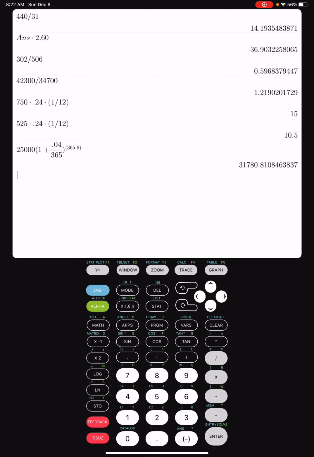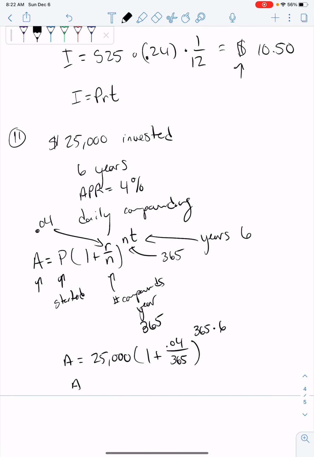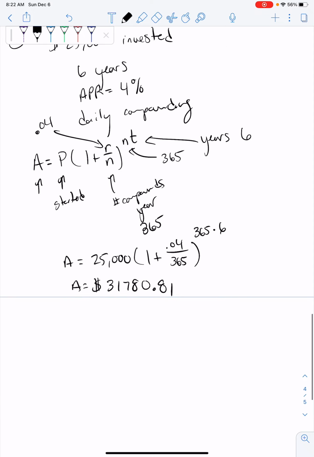I hit enter and I get 3178.81, 0, blah, blah, blah. And it wants me to round to the nearest cent. So when I go back, my answer is going to be $31,780.81. Remember, we're rounding money, we're rounding to the nearest penny. And this one was nice because after the 81 was a 0. So that rounding is one hopefully we're not messing up.